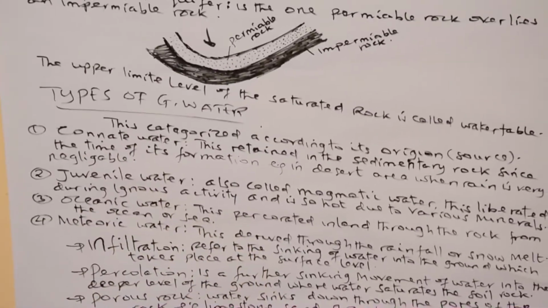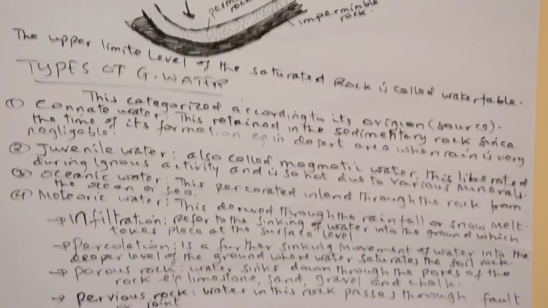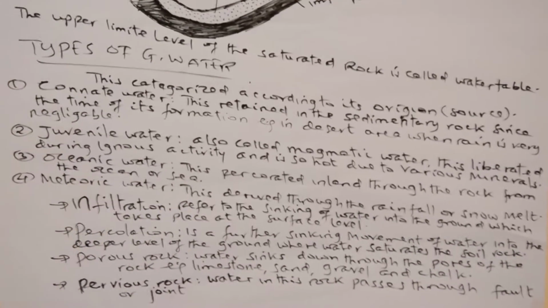Dear students, another type is oceanic water. Here we mean that the groundwater can be found in the oceanic area.